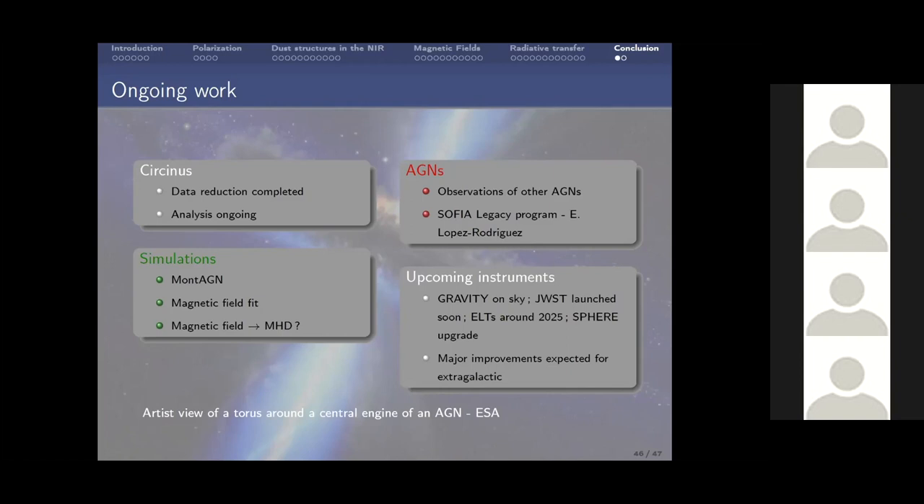Also, with incoming instruments, specifically GRAVITY, which is already on sky, the JWST, which is hopefully going to be launched soon, and the ELTs that are underway, there are some major improvements expected for extragalactic observation. Unfortunately, not a lot of that with polarization features, but nonetheless, the gain in resolution is probably going to be critical for extragalactic science. And I'm going to stop there.